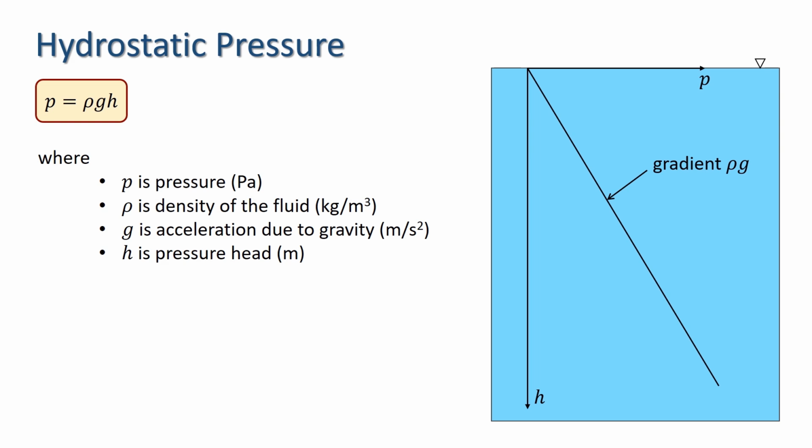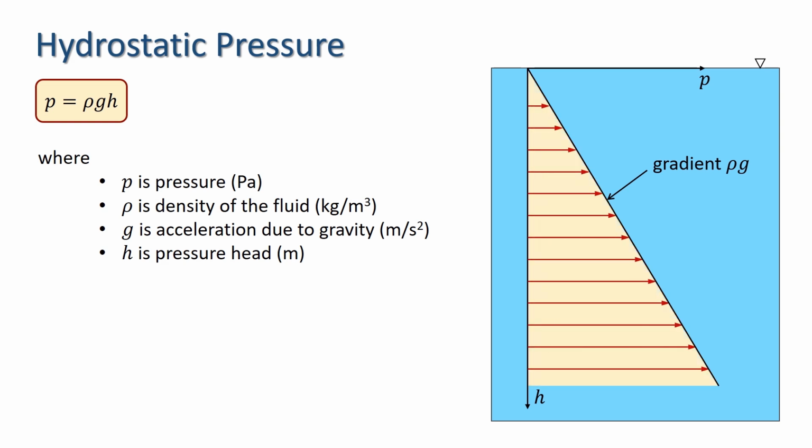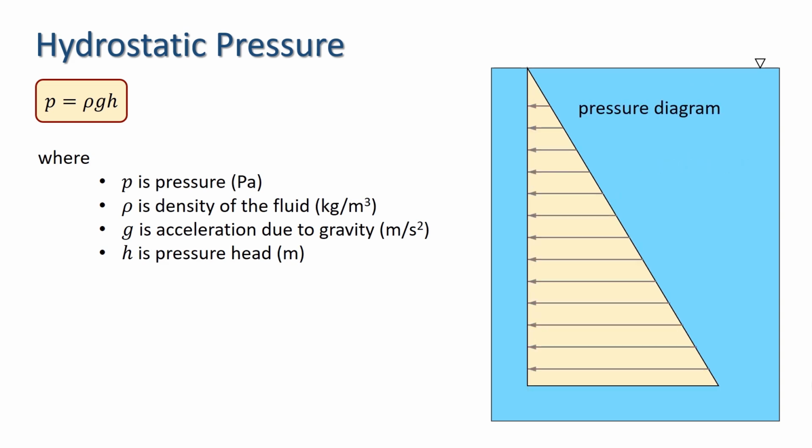We often represent this as a pressure distribution with arrows representing the magnitude of the pressure at different depths. We also often dispense with the axes and represent this in the form of a pressure diagram, usually shown with arrows pointing towards the vertical face, and sometimes simply with horizontal lines representing the pressure.